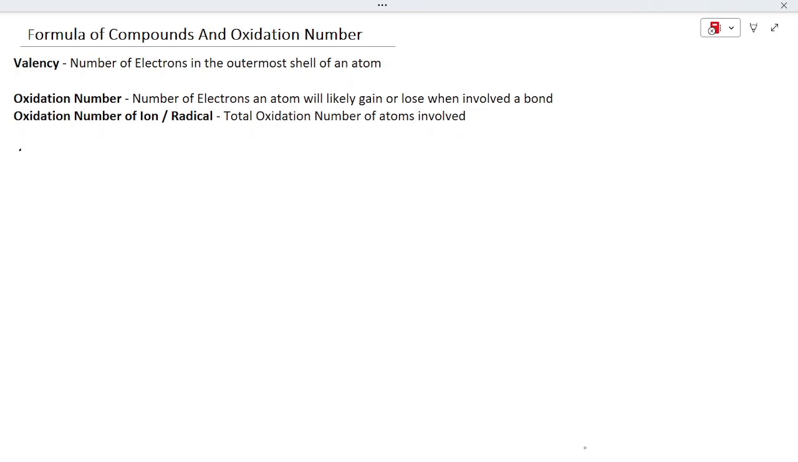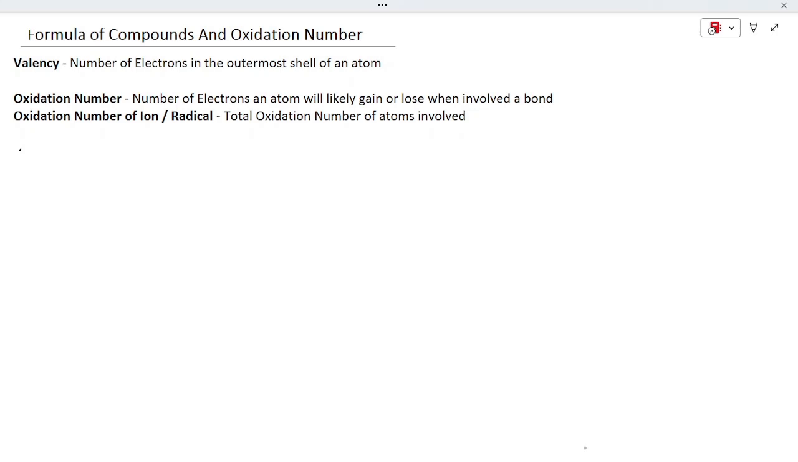All right, so as I've already spoken about it in the previous video, watch it again. Valency is the number of electrons in the outermost shell of an atom. Although it can be used interchangeably with oxidation number, however, they are different. Oxidation number is the number of electrons an atom will likely gain or lose when it is involved in a bond. Not just any bond, actually an ionic bond.